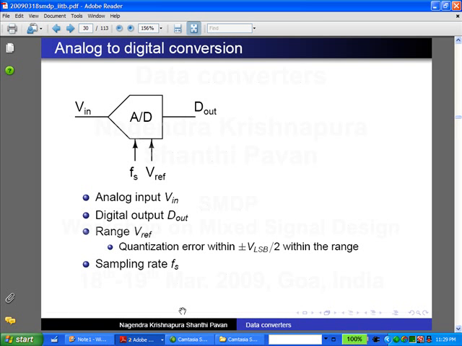And we already saw that if you apply a full scale sine wave to this, full scale means the maximum sine wave that you can fit into this range, then your signal to noise ratio will be 6.02 times the number of bits n plus 1.78.